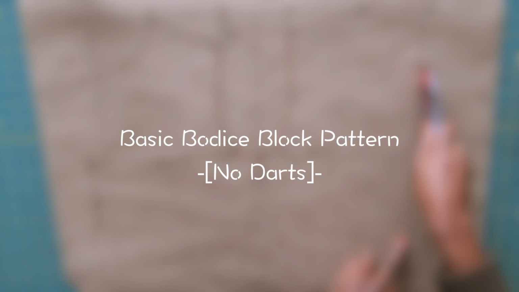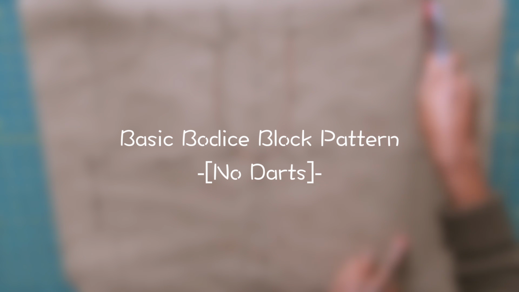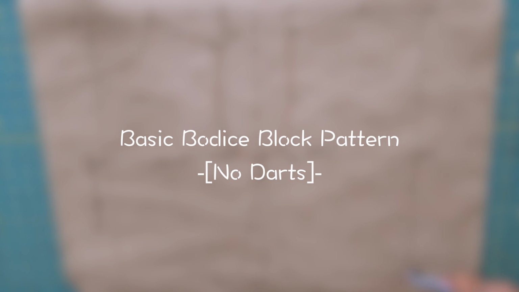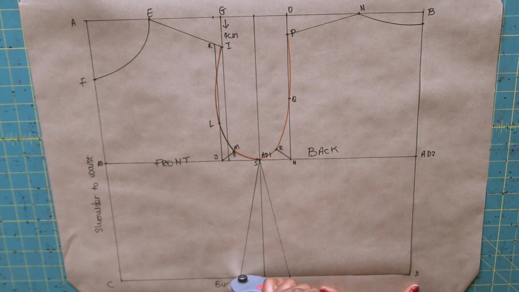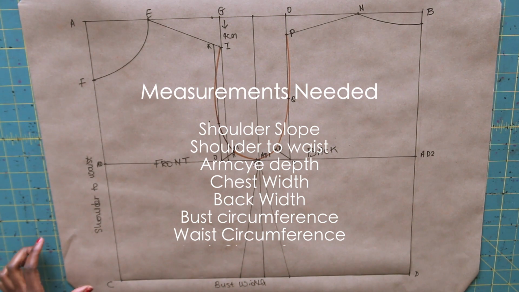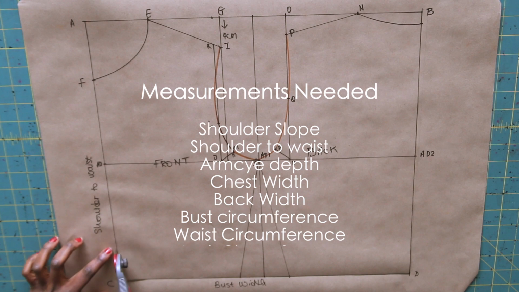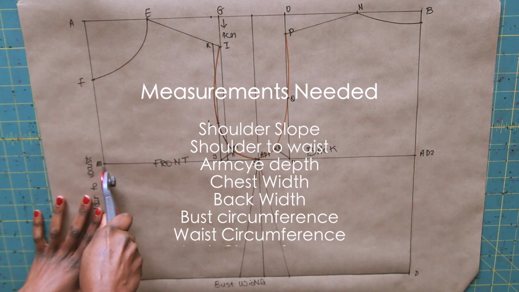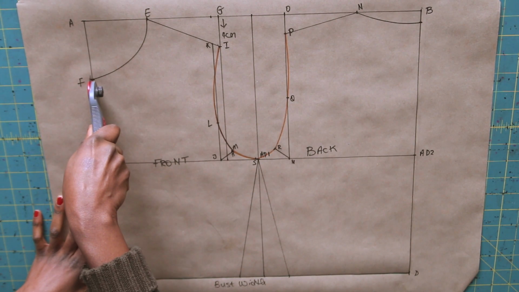Hey guys, I'm going to be showing you how to make a basic bodice block pattern with no dart. I'll be using this pattern in some of my future tutorials, so I decided to make a separate video for it, instead of drafting the pattern each time I need it for a tutorial. I'll also be posting other pattern tutorial videos as time goes on, including a basic bodice with darts, so stay tuned for that.